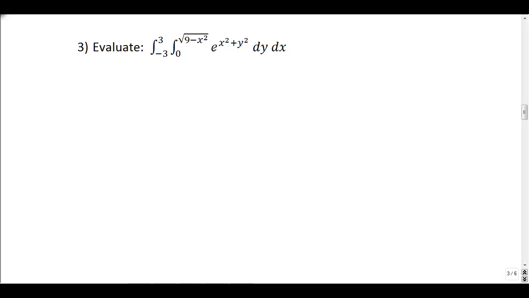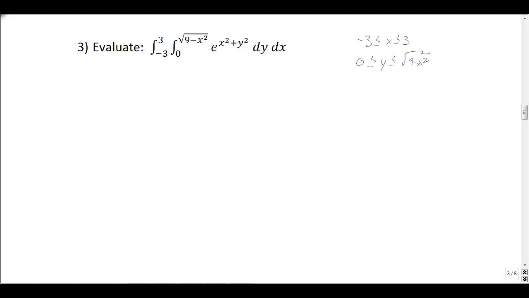So I'm going to start thinking of what tricks I can use. I'm in the plane. I see x squared plus y squared. I see this square root here. This makes me think use polar coordinates. So let's graph out our region here. X goes from negative 3 to 3. Y goes from 0 to square root of 9 minus x squared.